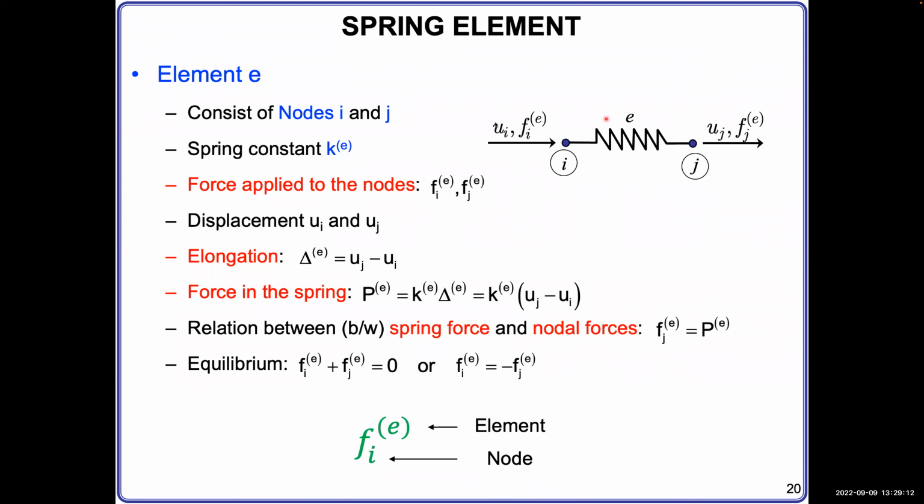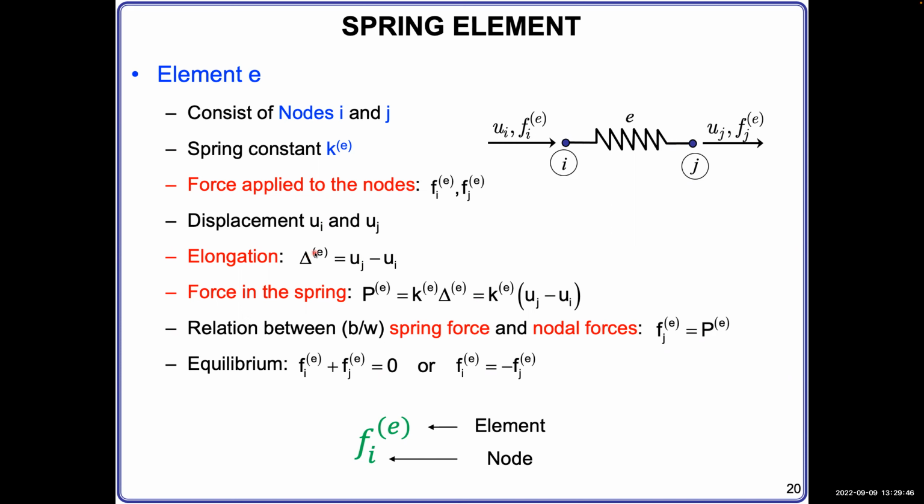If UJ is larger than UI, that means this spring is elongated. If UJ and UI are equal, this spring is not changing its length. If UJ equals 0 and UI equals 0, there is no movement at all. If UJ and UI are equal and non-zero, the whole spring has a rigid body motion towards the right-hand side. They're moving, but they have no net change. So that's the elongation definition.